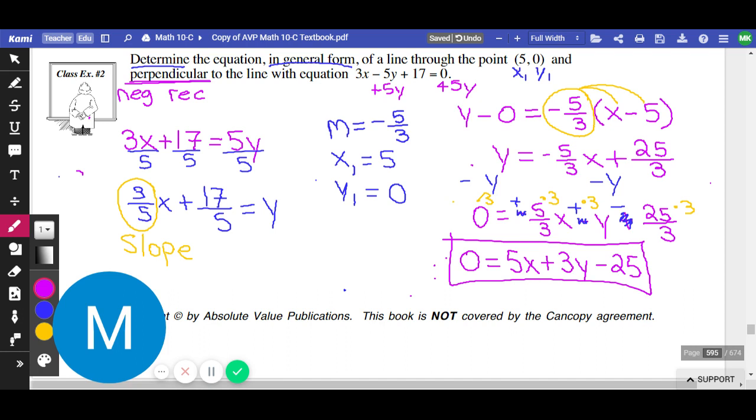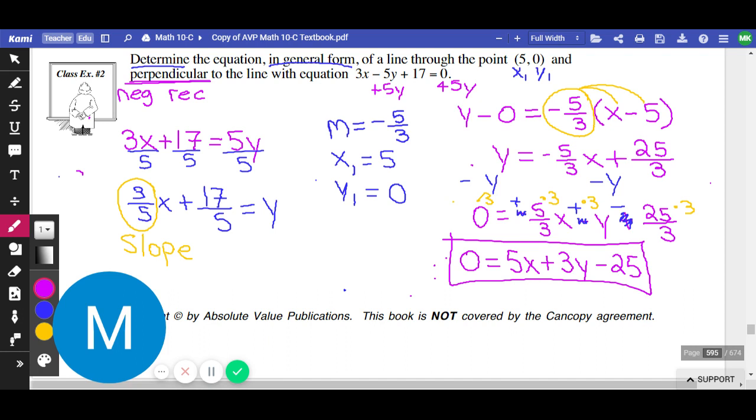I think that's as hard as it gets. I find that question very challenging. You have to know a lot of things. You have to know how to go from general and get a slope. So we converted it, right?